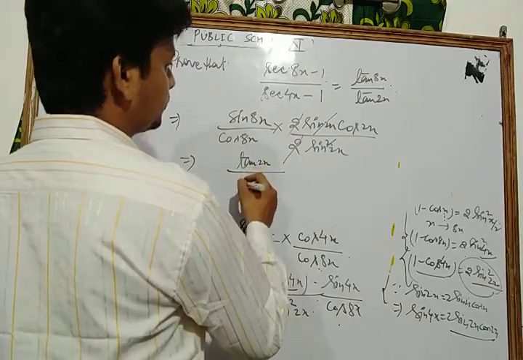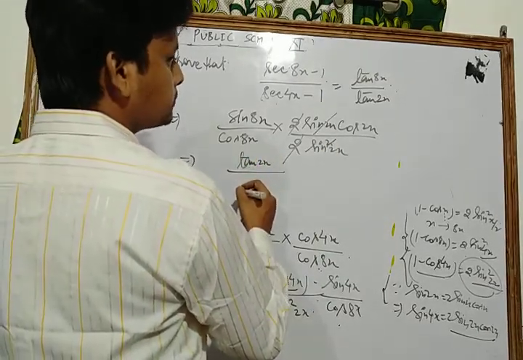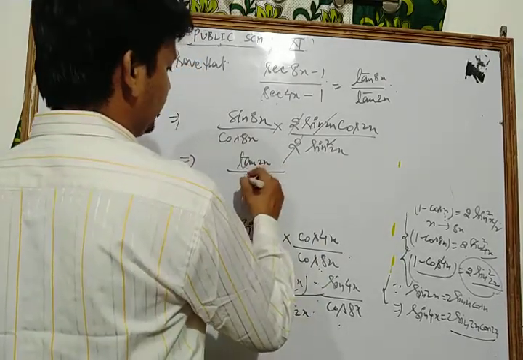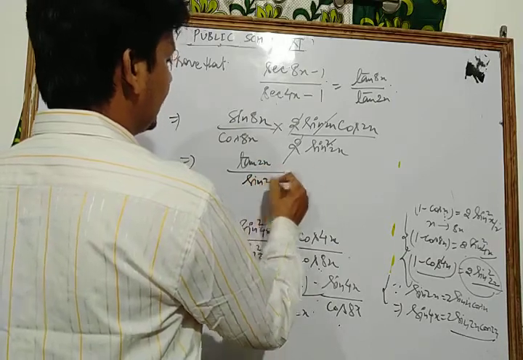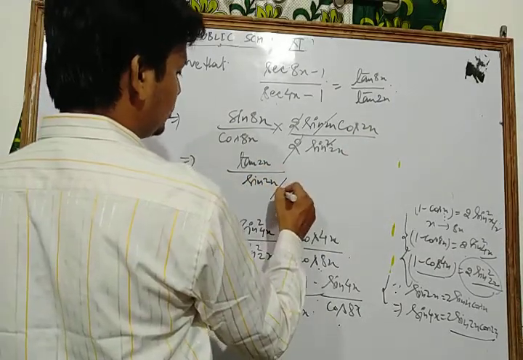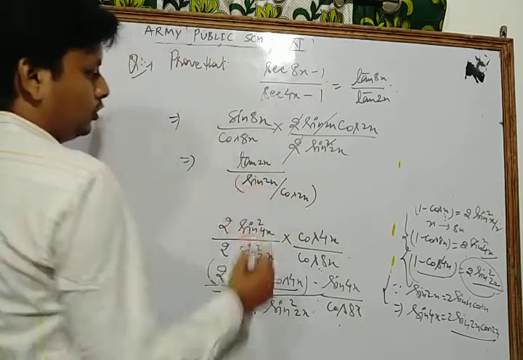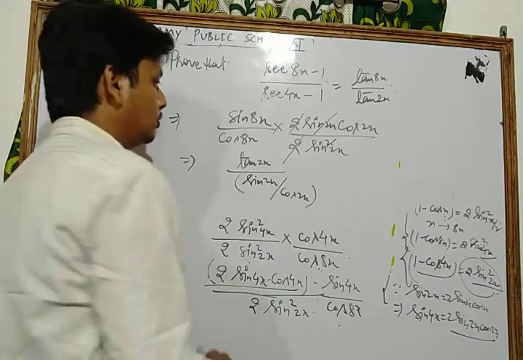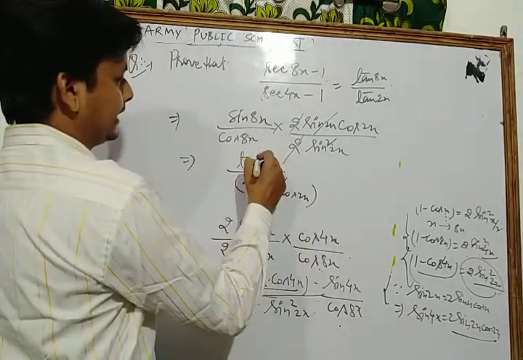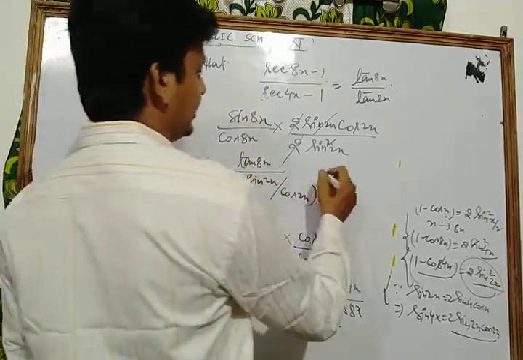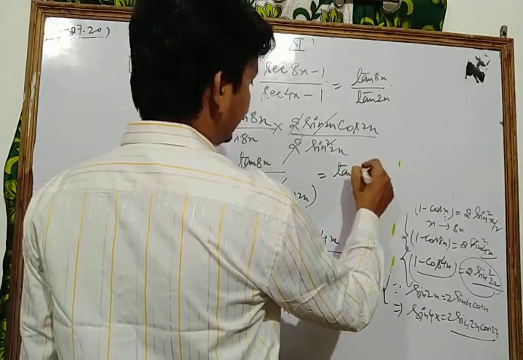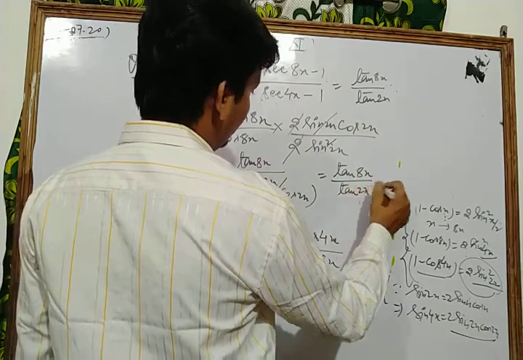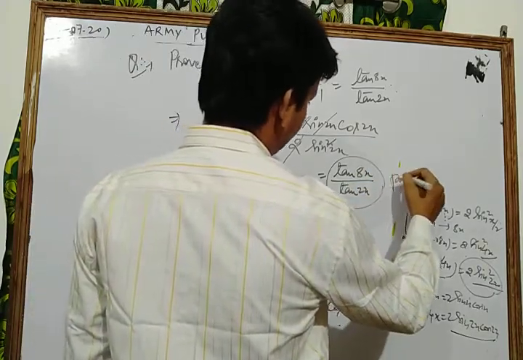Upon, this is sin 2x in the denominator, and if we transfer that to the other side, that is cos 2x. So sin 2x upon cos 2x is tan 2x. So we get tan 8x upon tan 2x. This is our result, hence proved.